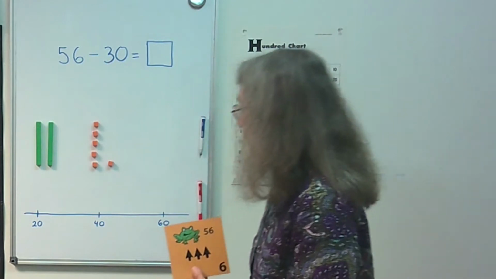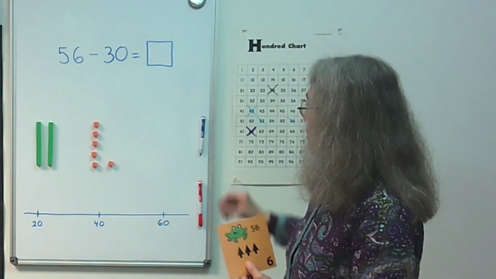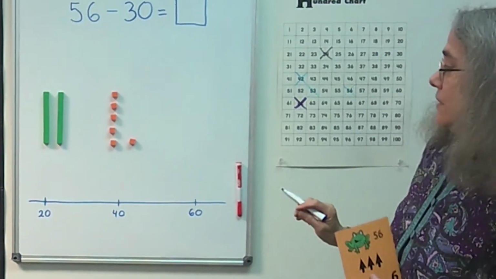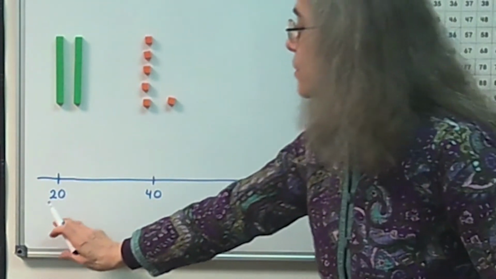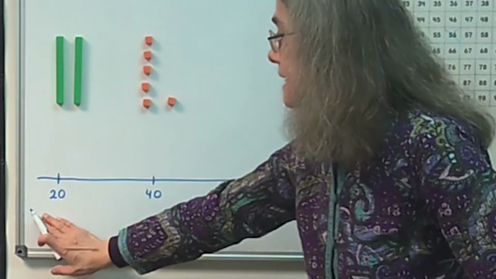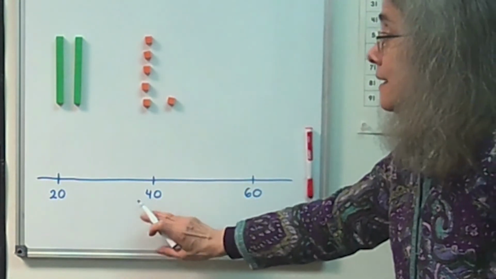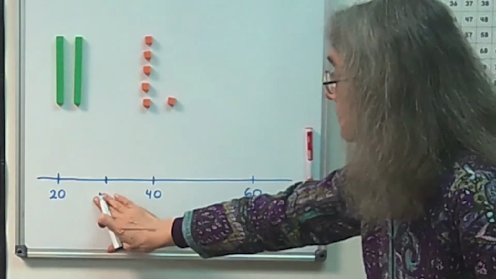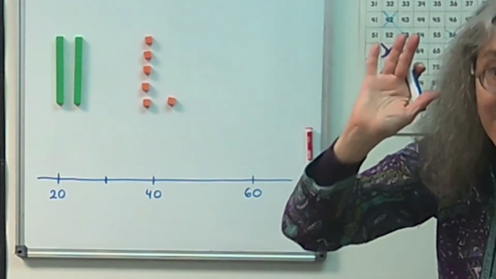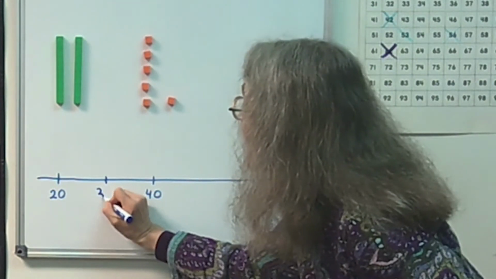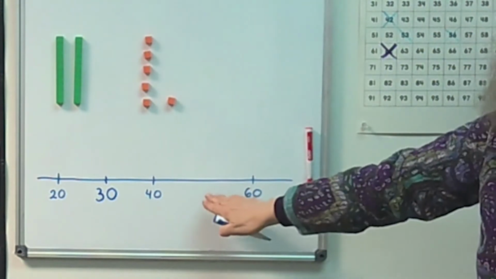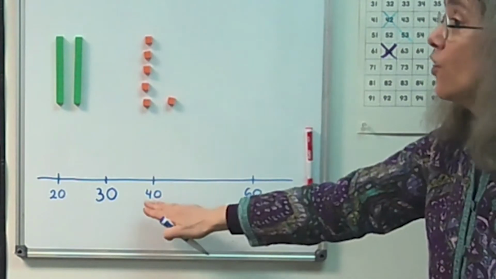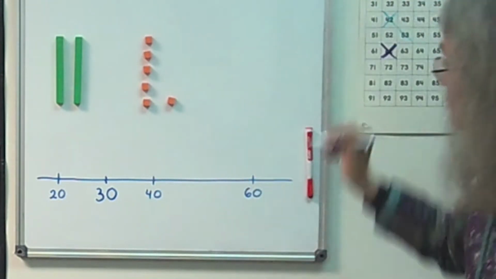That was really helpful. Now let's check out our number line. First, we need to add some numbers that are missing on this number line. What number goes in between 20 and 40 at the halfway point? Think about counting by tens. 20, 40. What is it? That's right, 30. And now think about what number goes halfway between 40 and 60. Think about counting by tens. 40. That's right, 50.